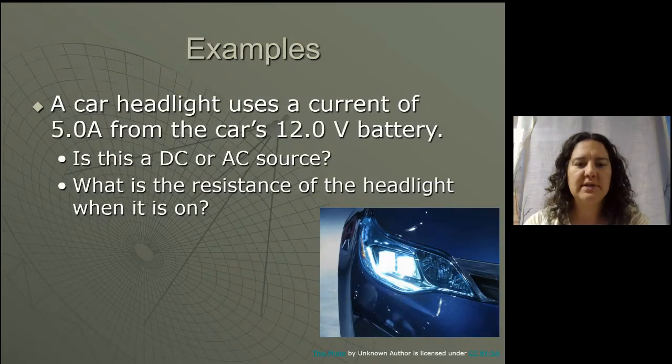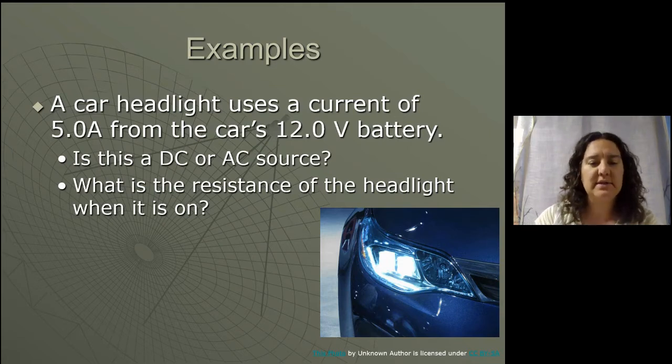So if a car uses a current of 5 amps from a car's 12-volt battery source, we can find out the resistance of the headlight when it's on. But first, just a quick question: is this a DC or AC energy source? If you remember that a DC source comes from a battery, then that would be the source of the electric current that's powering these headlights.